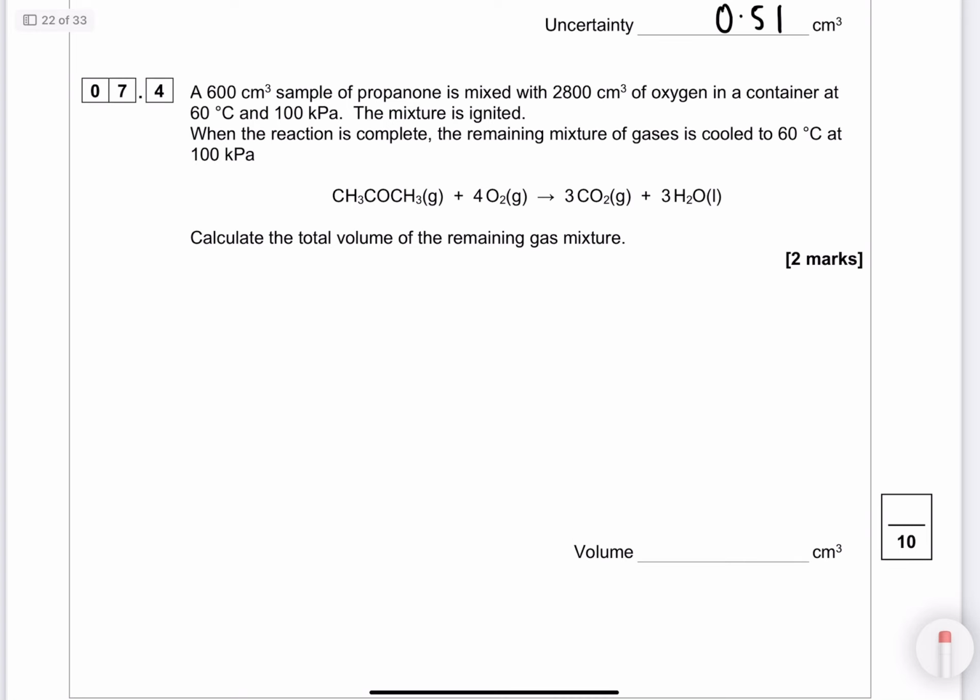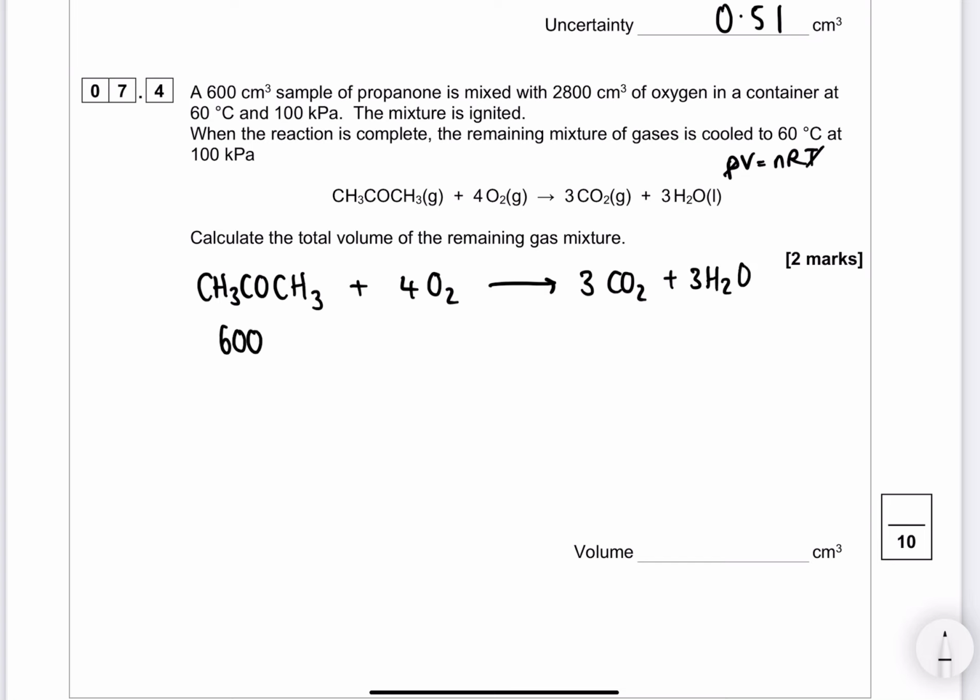So I'm just going to rewrite this equation, because if the pressure and the temperature are constant, the volume is proportional to the moles, because if PV equals nRT and our pressure and our temperature are constant, then volume is directly proportional to moles. So if I start with 600 centimetres cubed of this, the ratio is 3 to 1. This will all get used up. I had 2,800 centimetres cubed of this. So if this goes down by minus 600, this will go down by 4 lots of minus 600, because the ratio is 1 to 4.